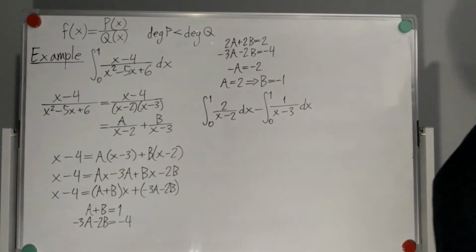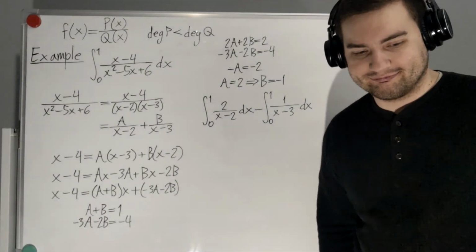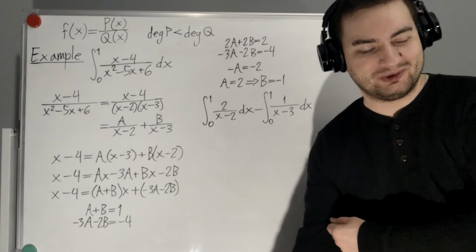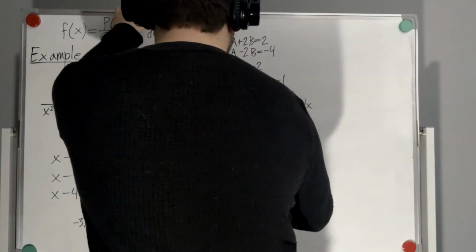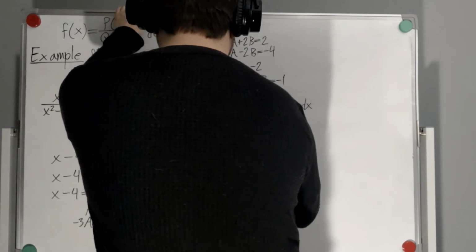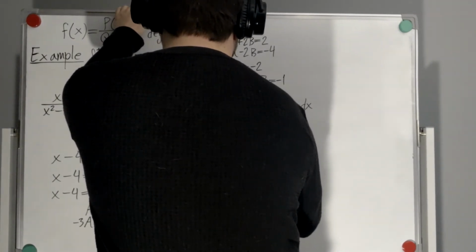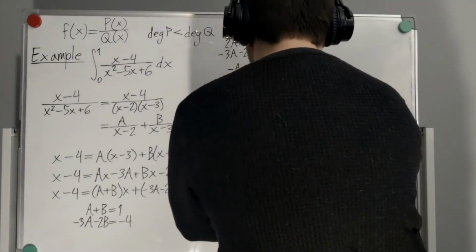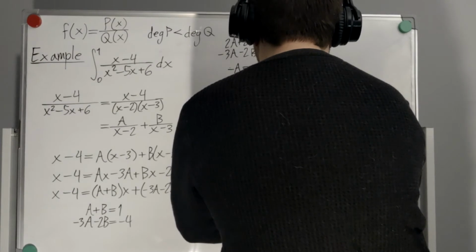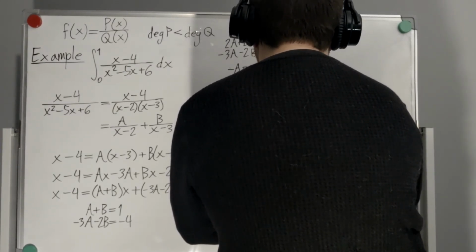I'm going to be explicit about this one because it's a definite integral, so we want to make sure we change the bounds correctly. So I'm going to call this first one u1, and it's going to be x minus 2. So du1 is going to be dx. This other one I'm going to call u2. It's going to be x minus 3, and then du2 is dx as well.